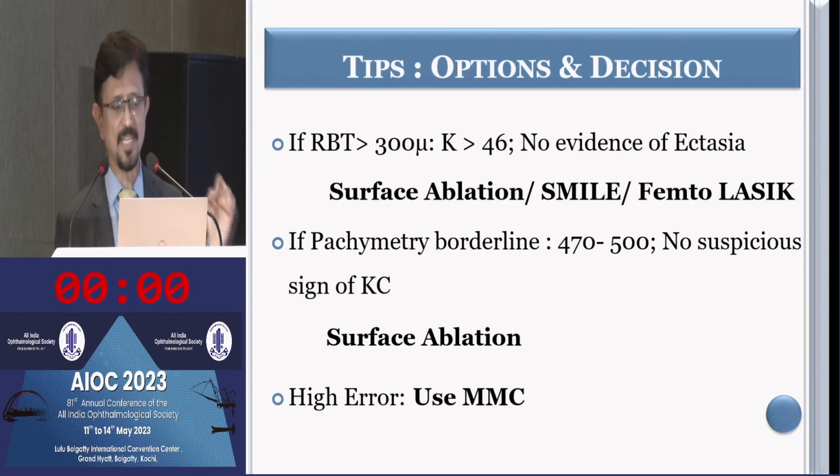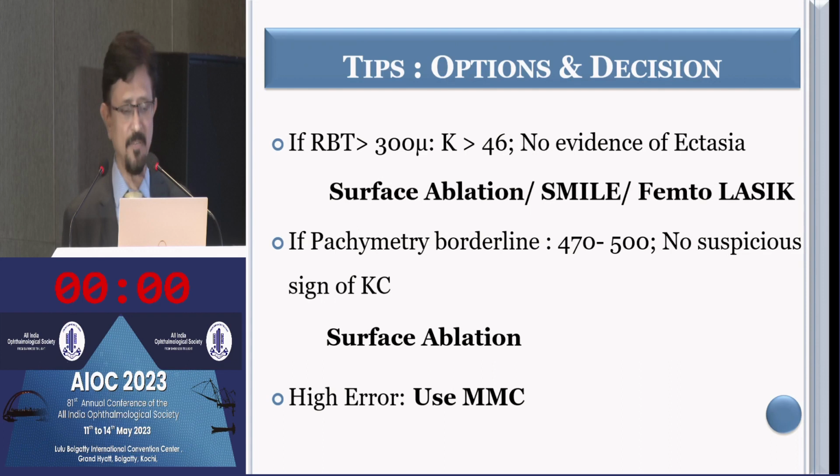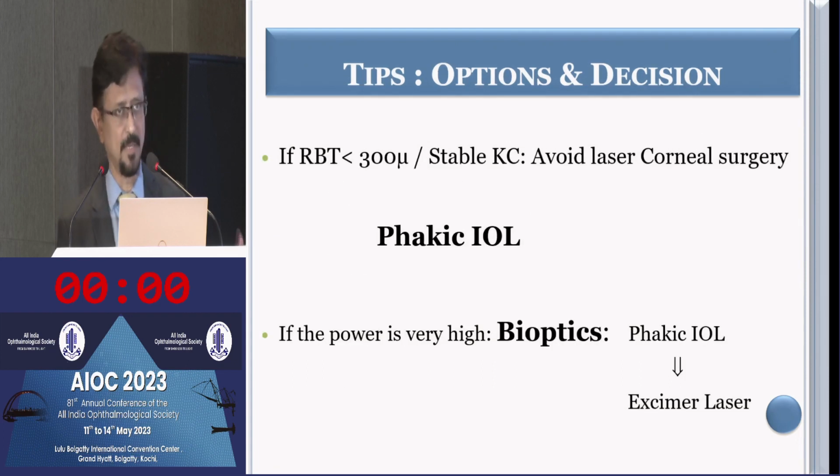But if the cornea is steep, we should avoid use of microkeratome because it can cause buttonhole. If the cornea is flat, we should again avoid microkeratome because it can cause free cap. And the surface ablation can be done using mitomycin C. And if the RBT is less than 300 microns, if there is large amount of refractive error, in such cases we can use phakic implants.